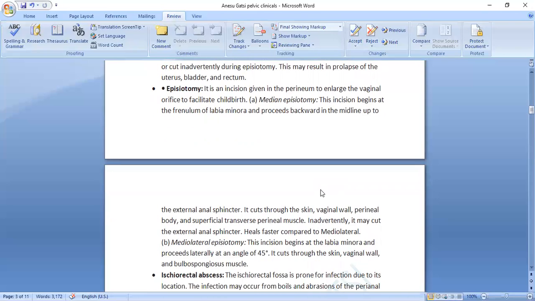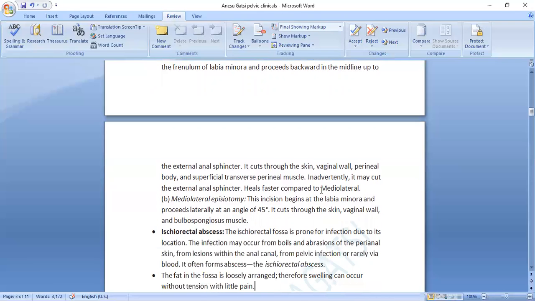The median episiotomy begins at the frenulum of the labia minora, that is the two unfused urethral folds in the female. But in mediolateral, it starts there, then proceeds at an angle of 45 degrees going posteriorly, as compared to a median episiotomy that just goes straight in the midline.